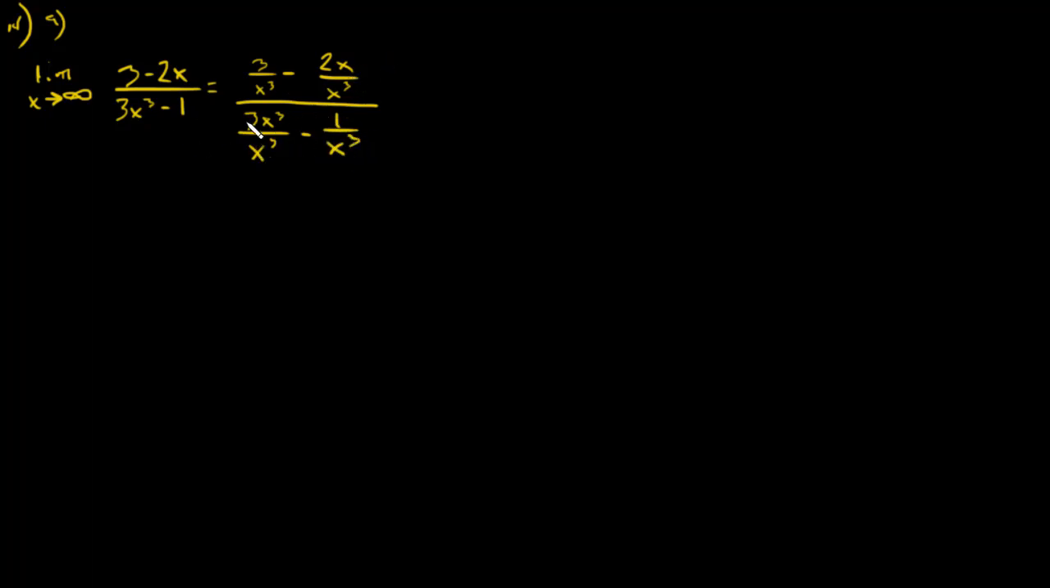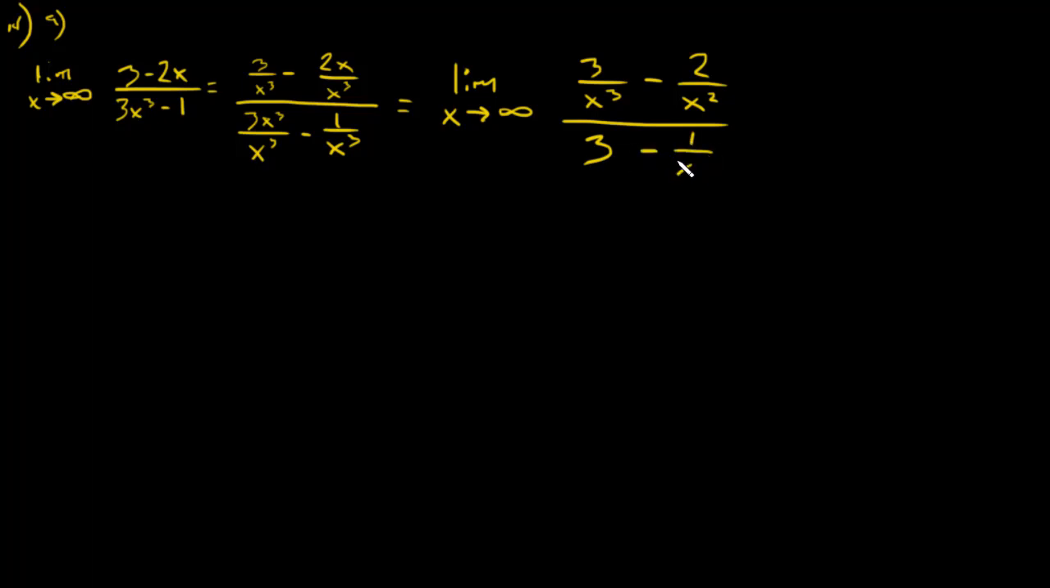Alrighty. Oh, and I forgot to put my limit in front. Oh well, so let me do that right now. Don't want to forget that limit. It's kind of important. The limit as x goes to positive infinity of, well, this simplifies into 3 over x cubed minus 2 over x squared over 3 minus 1 over x cubed.